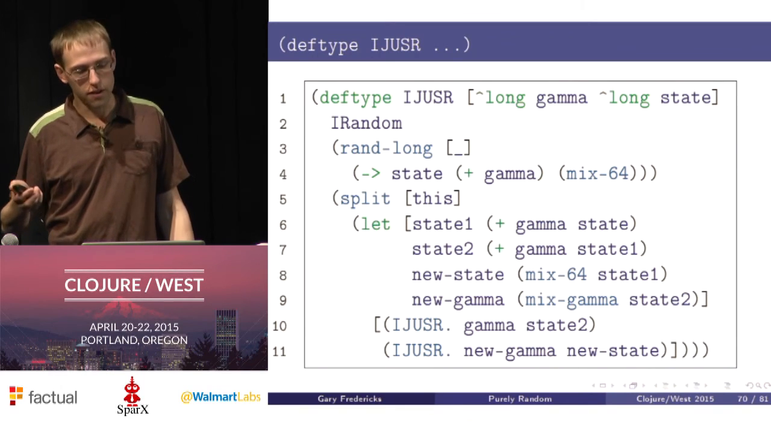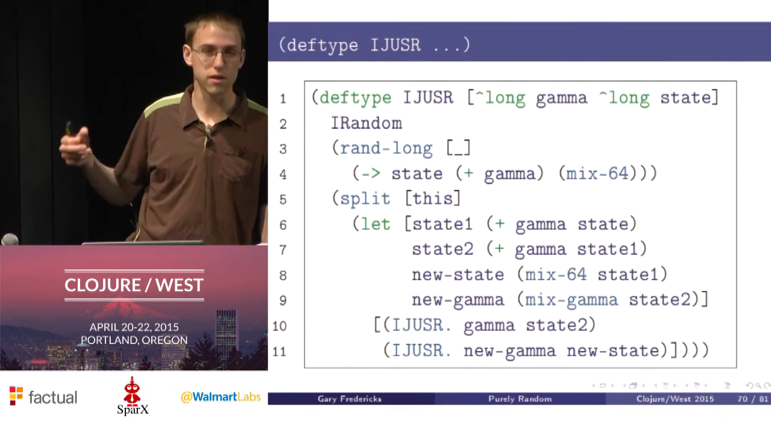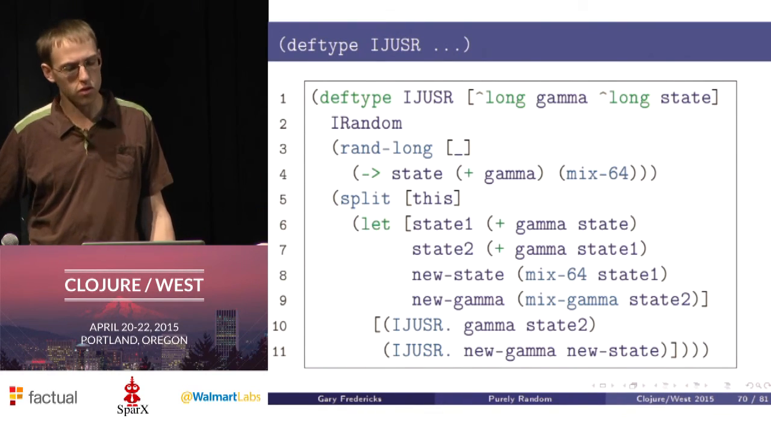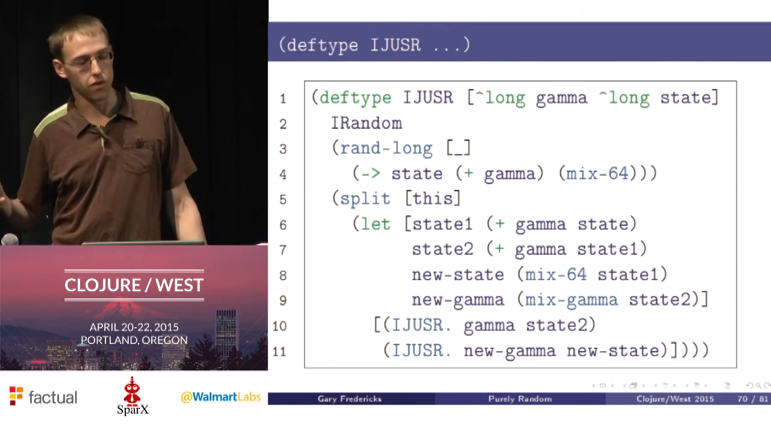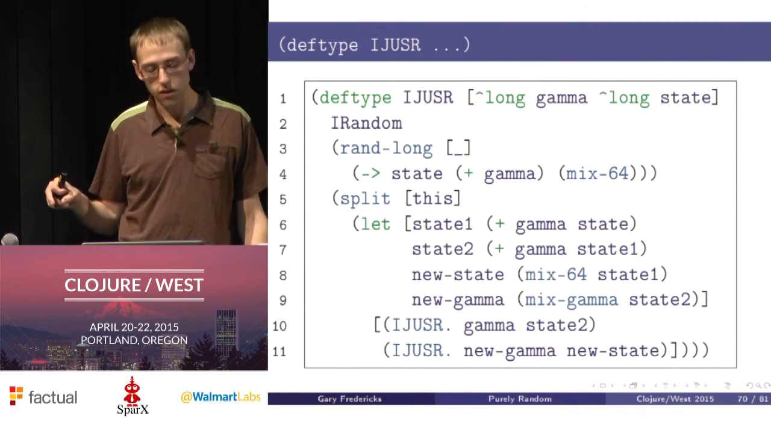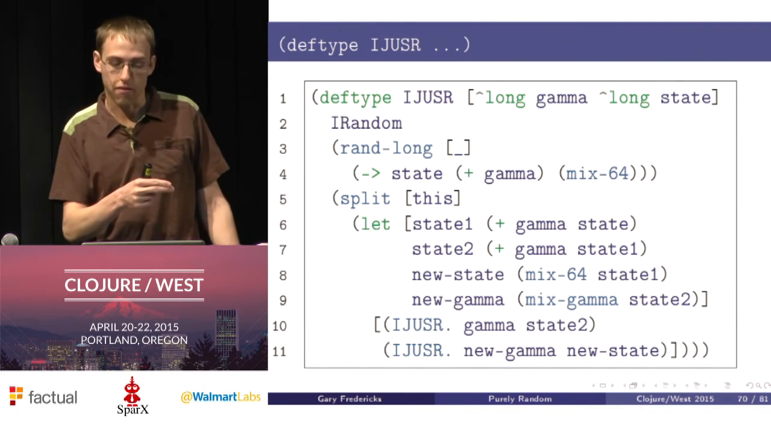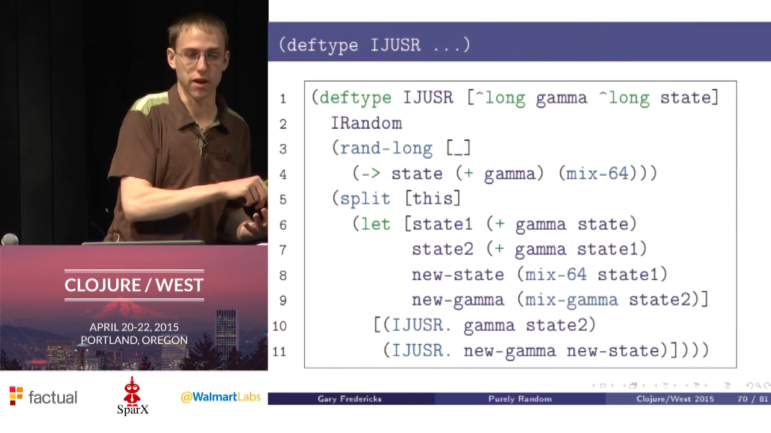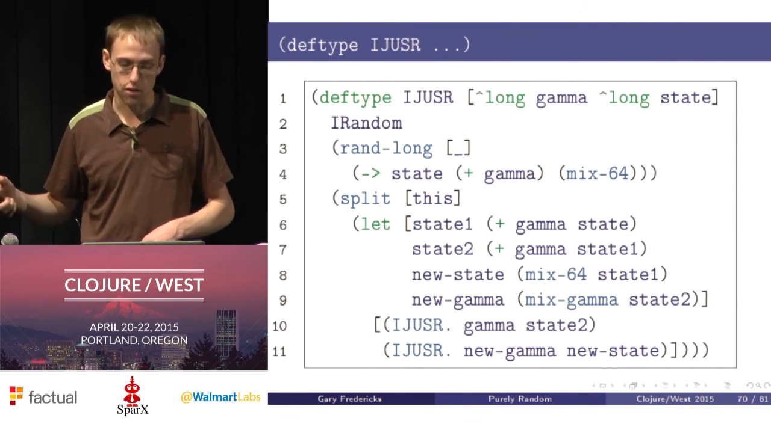And if we want to split, starting on line 6, we will add gamma to the state twice to get state 1 and state 2. We'll use state 1 with the original mixing function to get the new state for the new generator, and state 2 with the mix gamma function to get the new gamma for the new generator. We construct the new one on line 11 with new gamma and new state, and then the left half of the pair will still be a new object, but it represents the original object in the mutable version. So it will have the same gamma, and it will use the updated state, state 2.